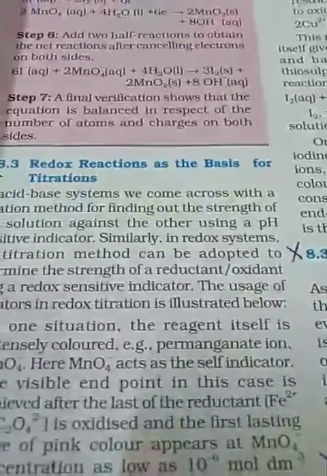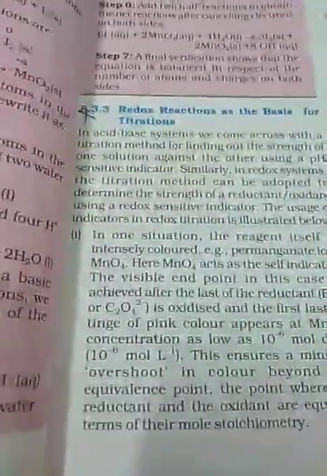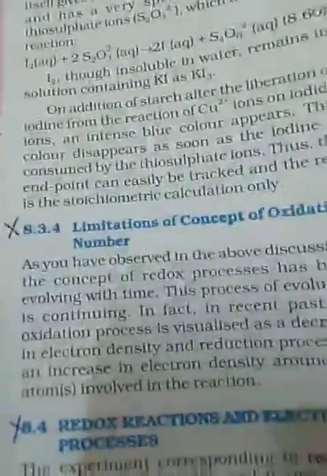And afterwards the topic 8.33, redox reactions as the basis for titration, this is omitted, and 8.34 also, 8.4 also. This whole process portion has been cancelled. Okay, so I completed my lesson.